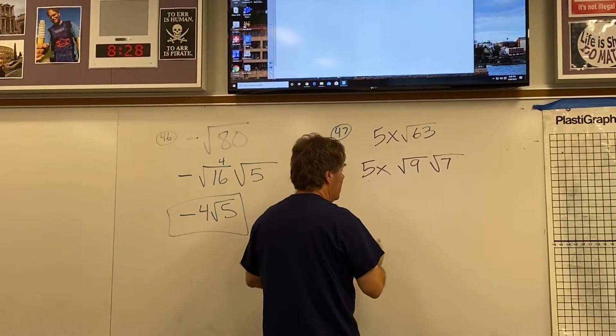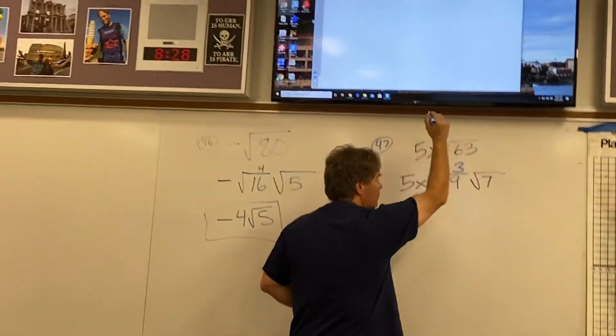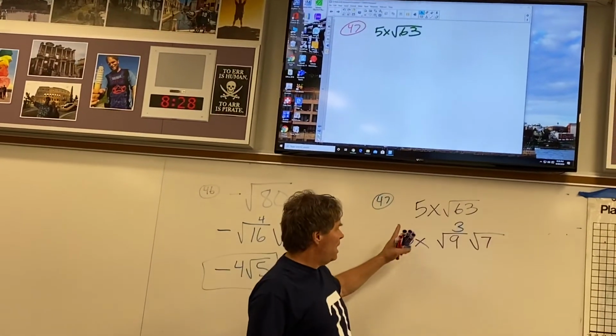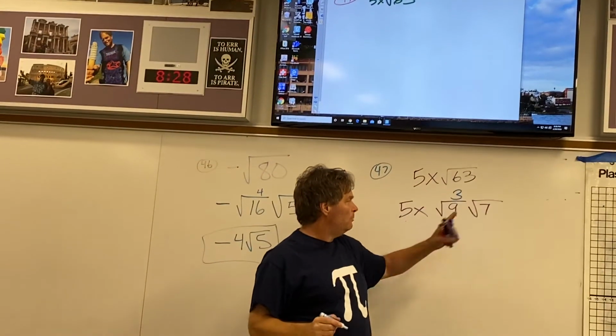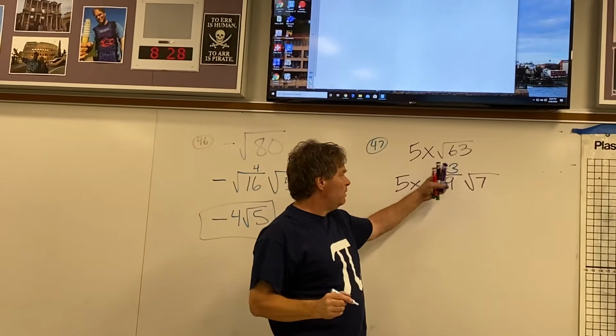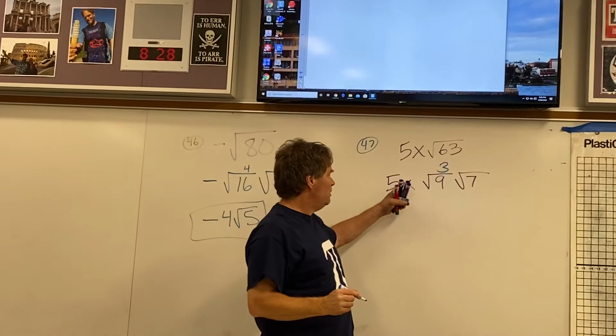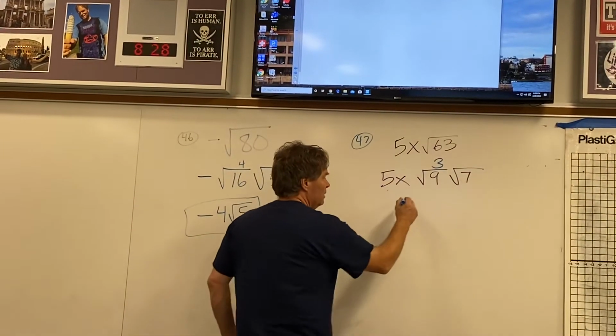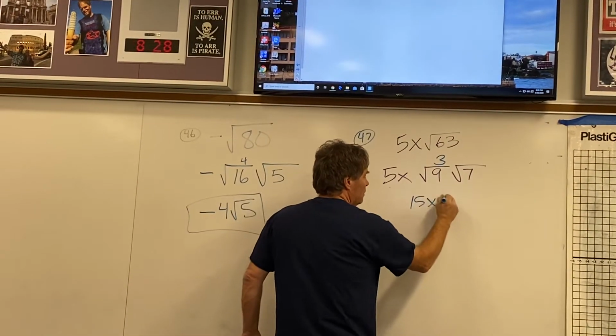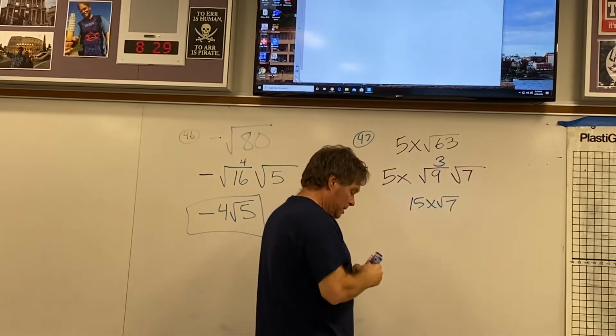Now, square root 9 we know as 3, right? So look, it's 5 times x times 3 times root 7. Well, the 5 times 3 gives me 15 times x times root 7. So it's 15x root 7. And that's the answer.